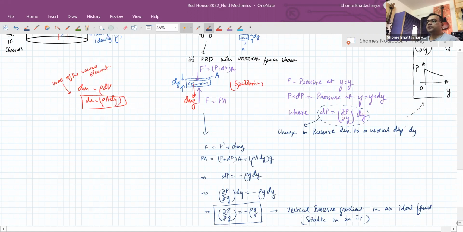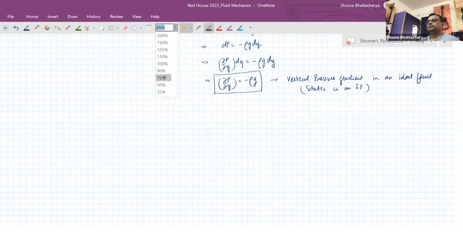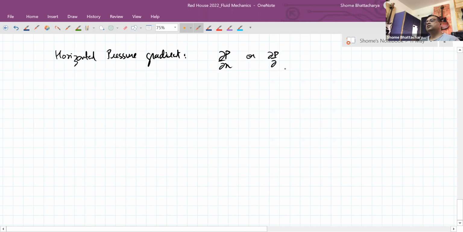Now about the horizontal pressure gradient from here, that is del P by del X or del P by del Z. We can always consider a volume element which is now like this.